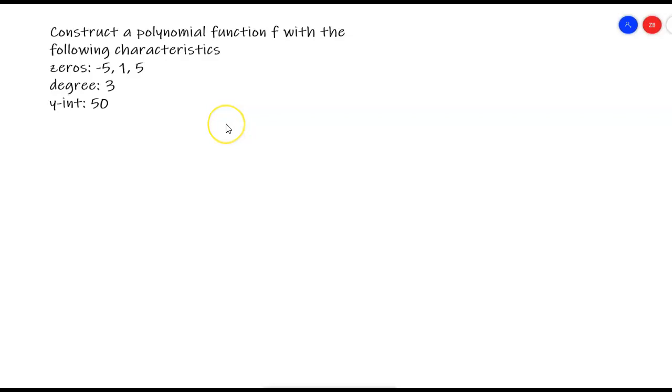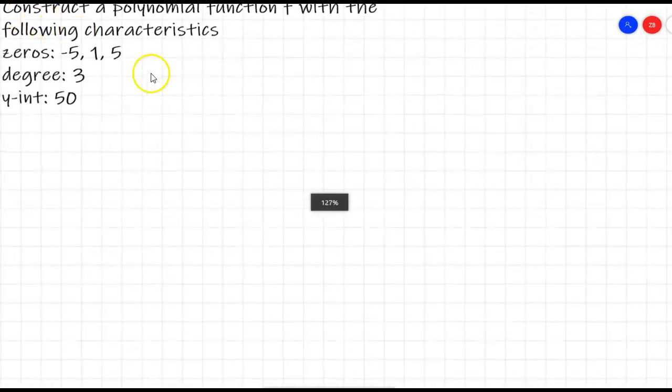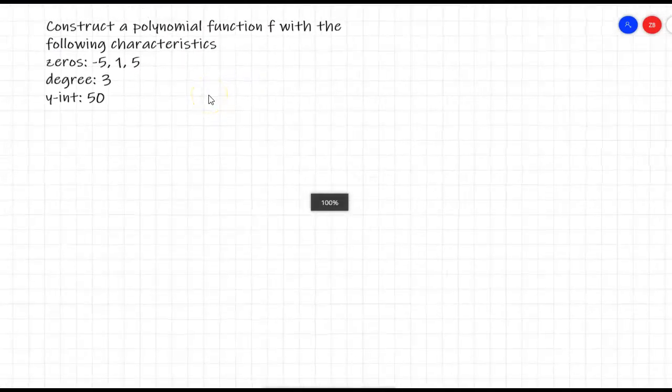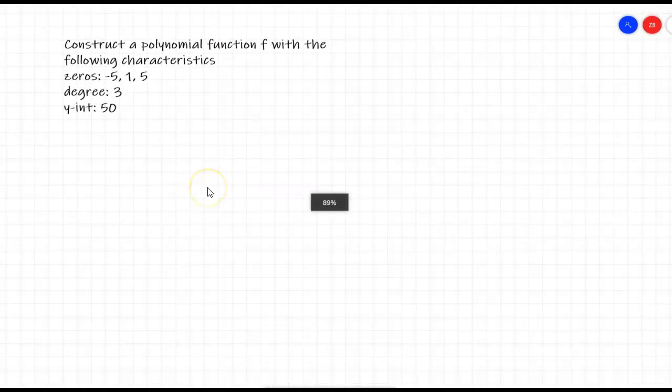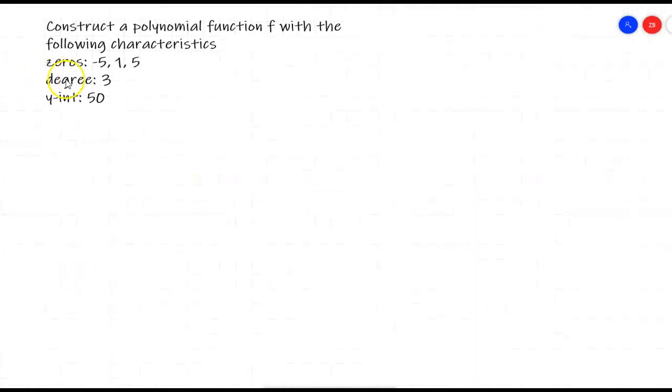This is on polynomial functions. So the question here is, construct a polynomial function f with the following characteristics. We want the zeros at -5, 1, and 5. And we want the degree of the polynomial to be 3, and we want the y-intercept to be at 50. So let's first take a look at what we're trying to achieve here.